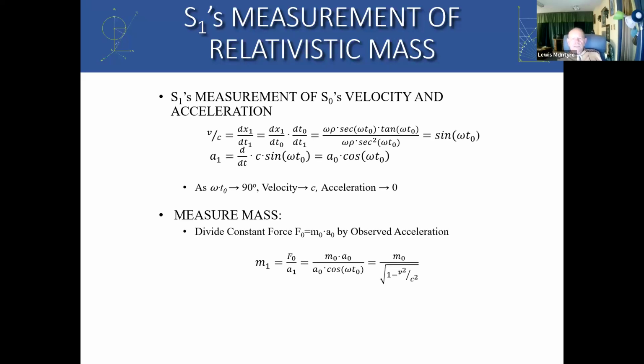It is this diminishing acceleration that causes the apparent mass rise, because we cannot stop a moving body and weigh it. We determine the force acting on it and measure the resulting acceleration, and thus the observed relativistic mass, m at time 0 divided by cosine omega t sub 0, which is the relativistic radical.